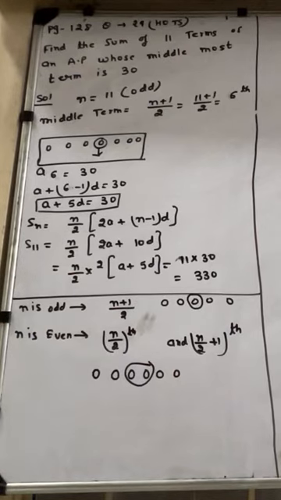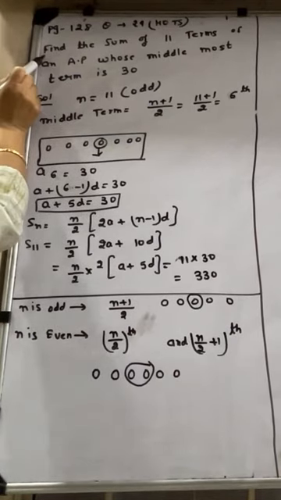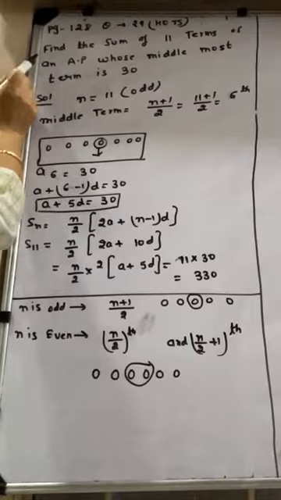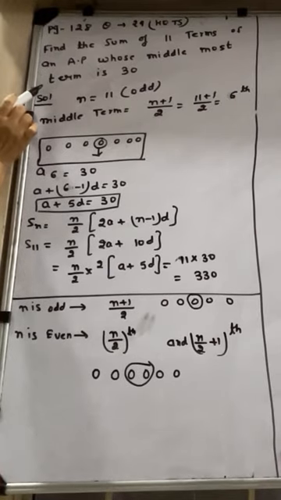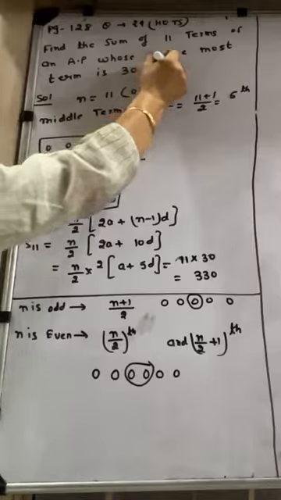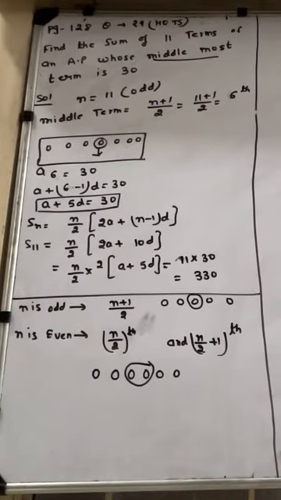Look at the next question, which is very important. Find the sum of 11 terms of an AP. You have to find the sum of 11 terms of the AP, right? But what is given? Whose middlemost term is 30? Middlemost term. How will you find the middlemost term of the AP?